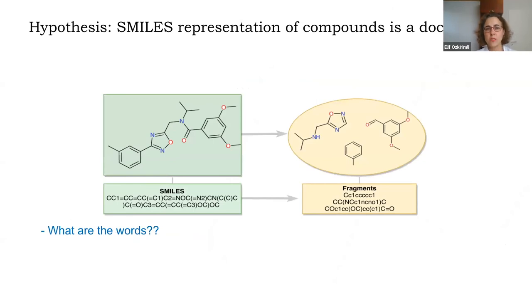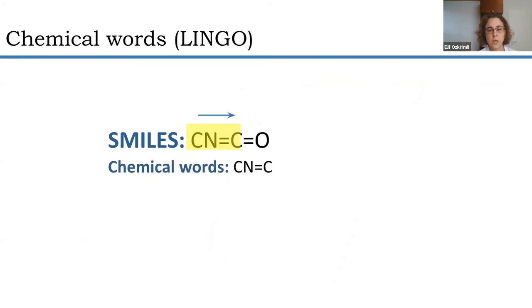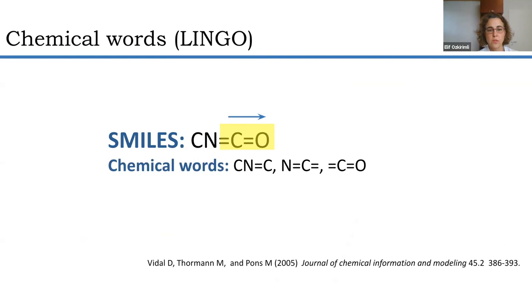But what are the words? If these SMILES representations of compounds are a document, what are the words? A simple and, let's say, naive way to find the words in a document that doesn't have any gaps is to just divide it into chunks. The methodology is called LINGO. Here I'm showing you for this compound, these three words that make up that SMILES representation.